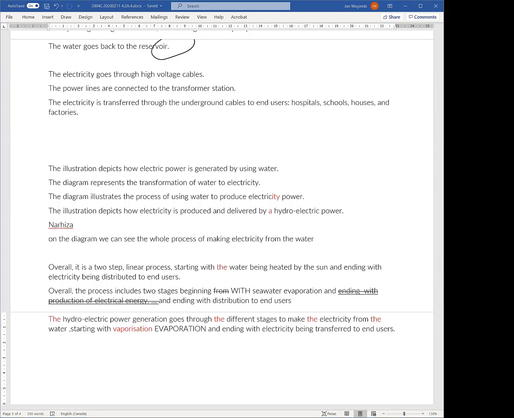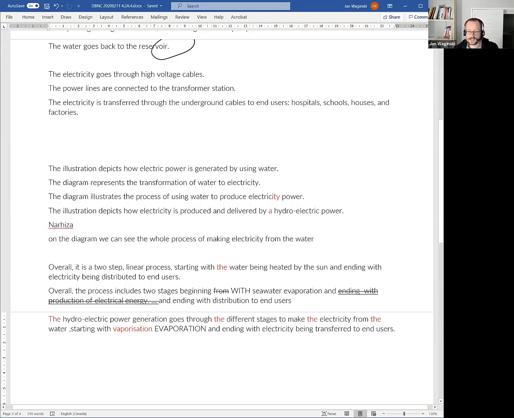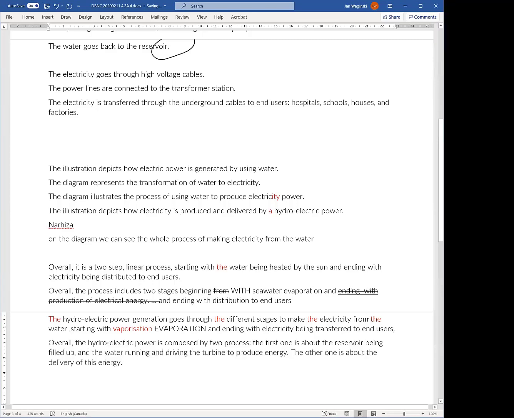Okay, let's see, Marcella's here. Only one we're missing is Nariza's. Again, don't need the. Composed of. Hang on, who wrote this? Marcella. Composed to? Nope. Composed of. Composed by would be, this piece was composed by Mozart. Like a composer. But this is composed of two processes.